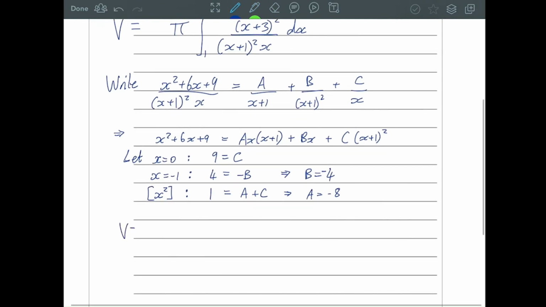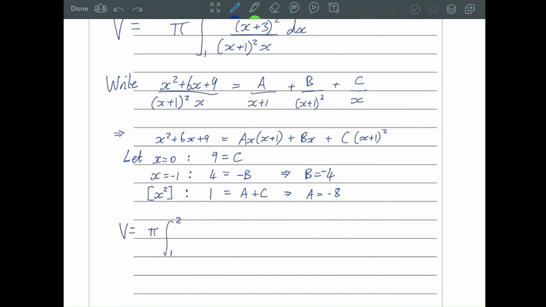Okay, so now I can go back to V, which is now going to be the integral between 1 and 2 of negative 8, (x plus 1) to the negative 2. I've chosen to rewrite it that way because I know I can integrate it like that. Nope, that's the wrong term.